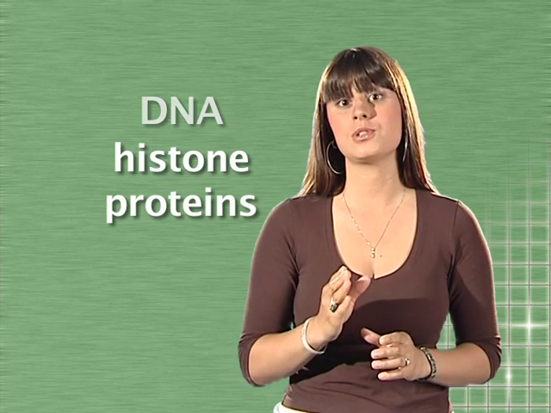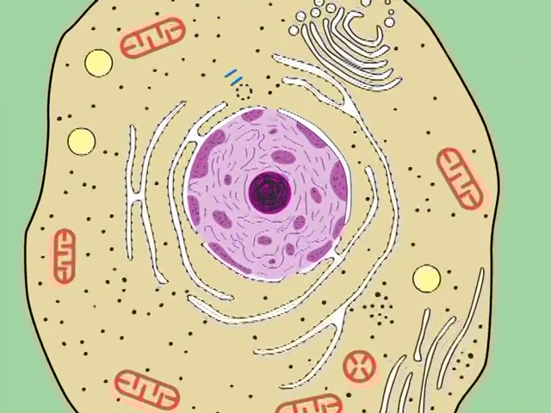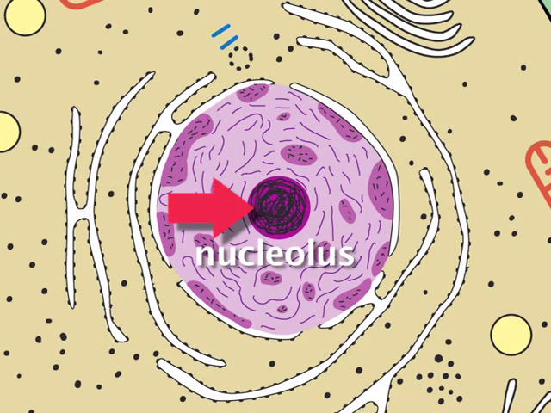Just before a cell divides, the chromatin condenses into chromosomes. The nucleolus is a small spherical body in the nucleus. It is here that ribosomes are assembled and RNA to be used during protein synthesis is made.